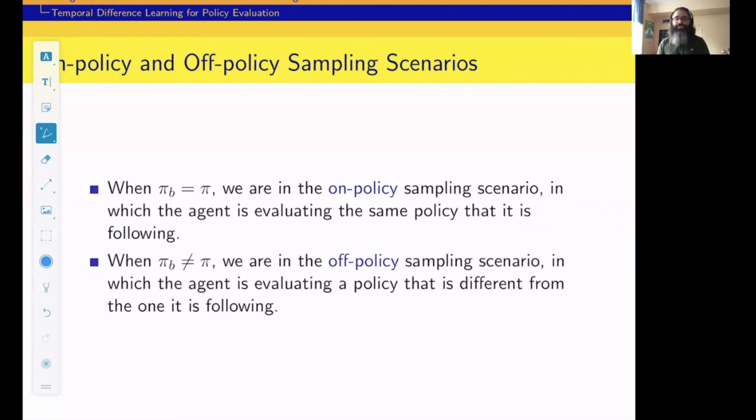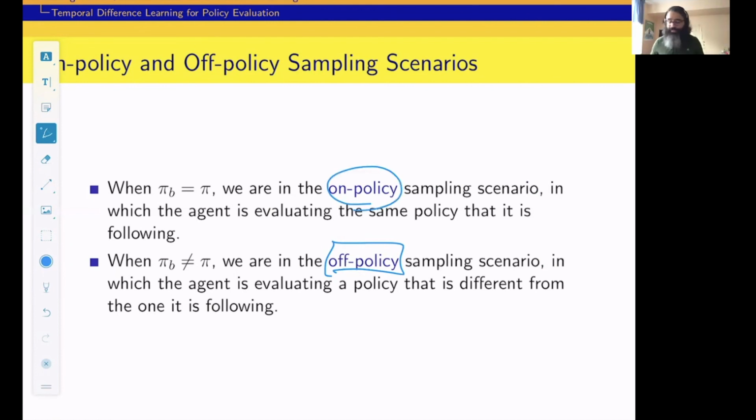But it is possible, as I showed, that pi b and pi would be different. The agent is still trying to evaluate pi. So we want to estimate, say, Q of pi, but then the data is generated according to some other policy, pi b, which is different. In this case, it's called off-policy sampling, as mentioned in the comments. So we have on-policy and off-policy.